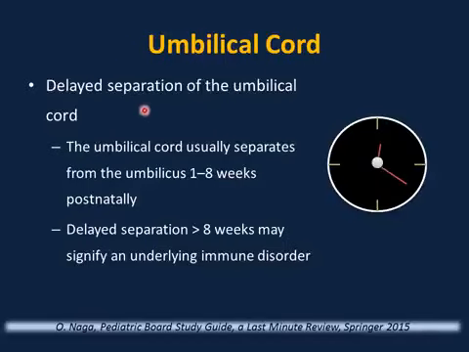Separation of the umbilical cord is a common question parents always ask. We have to know the normal. The umbilical cord usually separates from the umbilicus between 1 and 8 weeks after birth. If it stays beyond this time, more than 8 weeks or 2 months, this may signify an underlying immune disorder, for example, leukocyte adhesion deficiency, which is very rare.